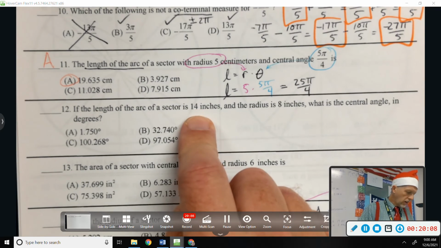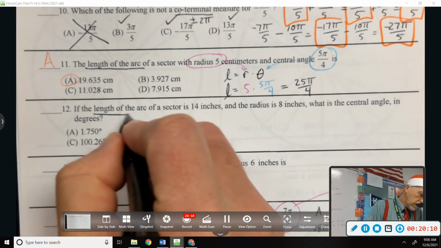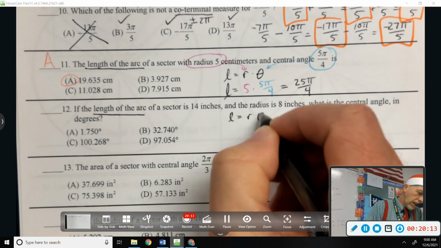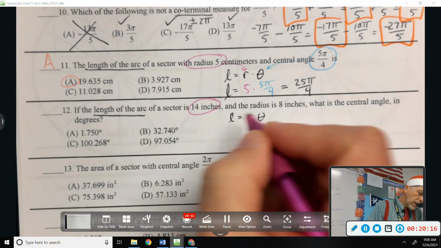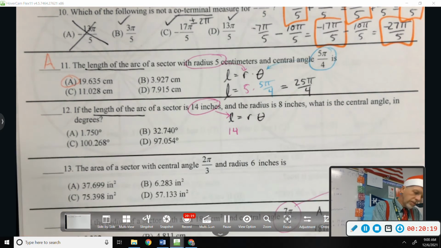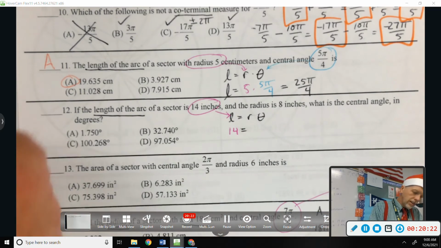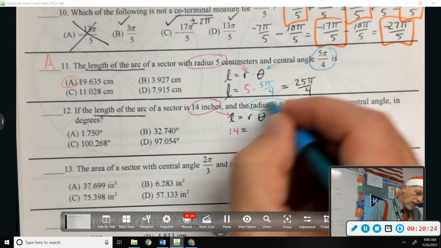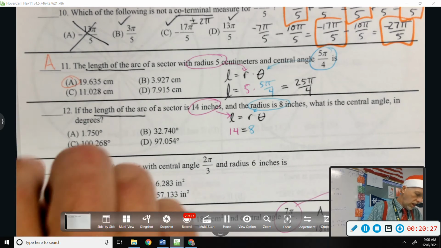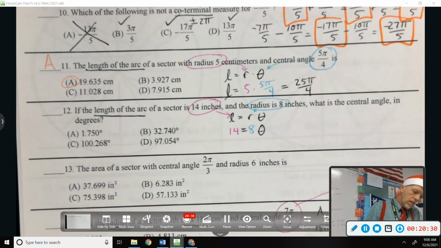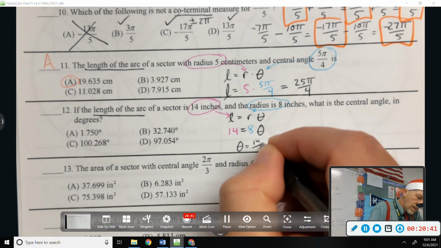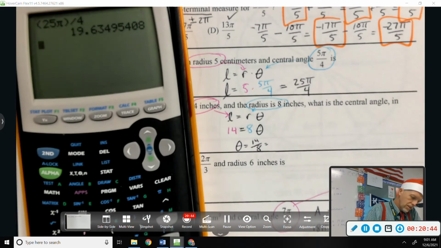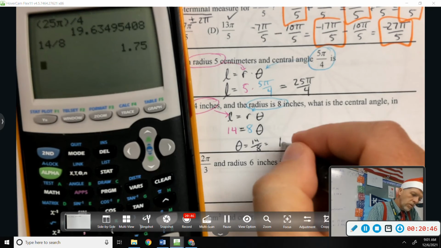If the length of the arc, okay, so L equals R theta, but this time it's telling me the length is 14. So 14 goes in for L. The radius is 8. What is the central angle in degrees? So what do I need to do to get theta by itself? Divide by 8. So let's go to the calculator. 1.75.